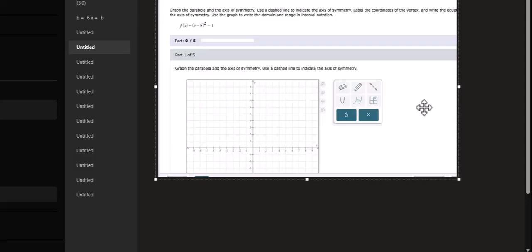Graph the parabola and the axis of symmetry. Use a dashed line to indicate the axis of symmetry. Label the coordinates of the vertex and write the equation of the axis of symmetry. Use the graph to write the domain and range in interval notation.